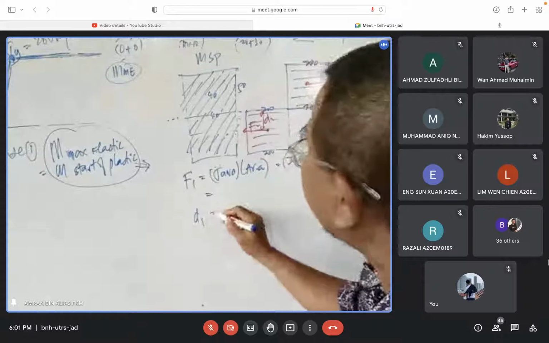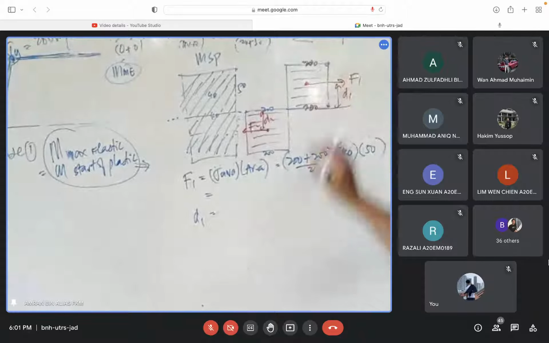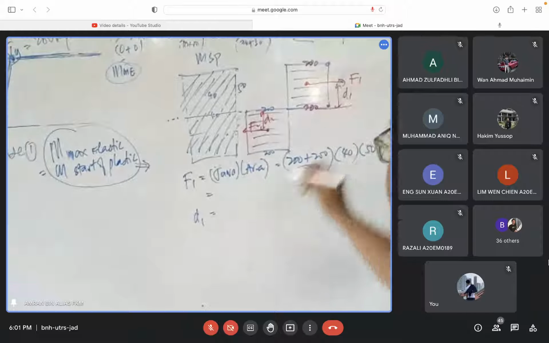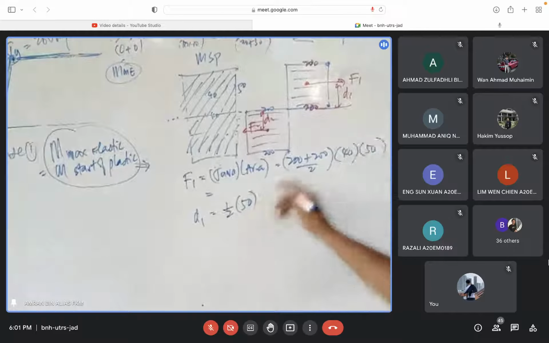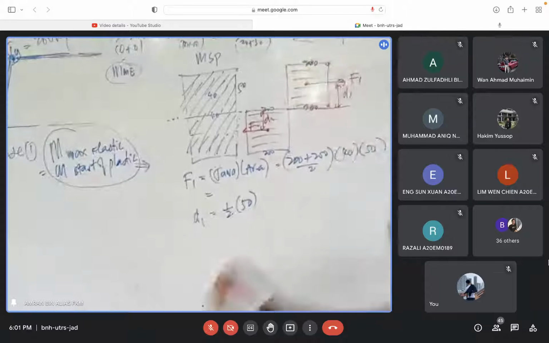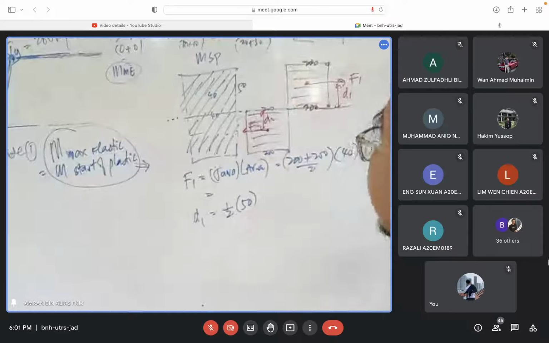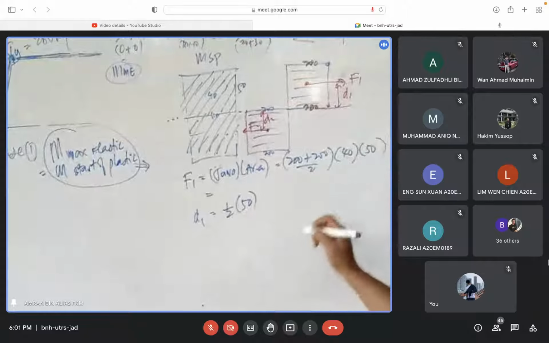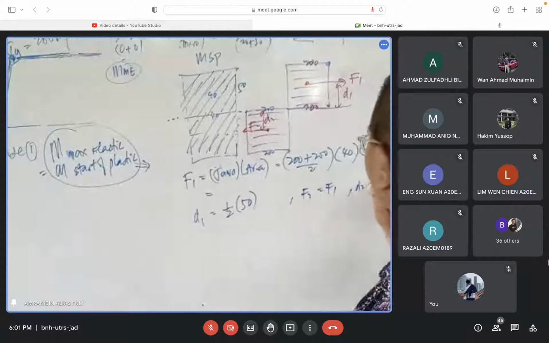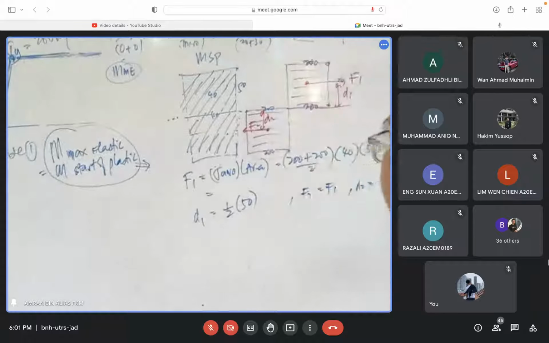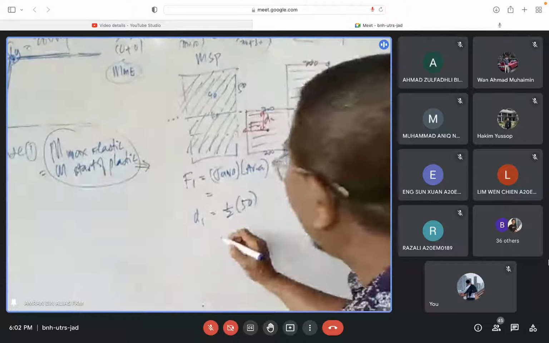What is the D1 there? How do you decide that D1 there? Half of 50. 50 there must be half. Yeah? So, and then your F2 is equal to F1. And then your D2 is equal to D1 because of symmetry. So, what is your moment?